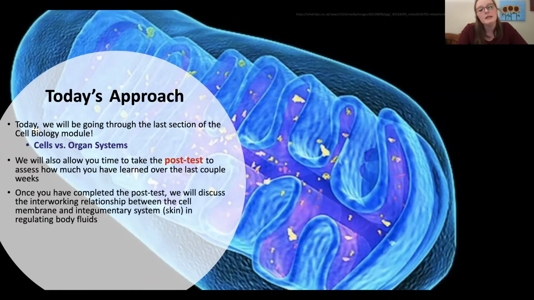Once we have completed the post-test, we'll get into more of our discussion that we do every day. And we're going to be talking about the interworking relationship between cell membranes and the skin, or the doctor word for that would be the integumentary system, and how those work together to regulate your body fluids and the body fluids of veterinary patients, because we will be examining exercise-induced dehydration in horses.